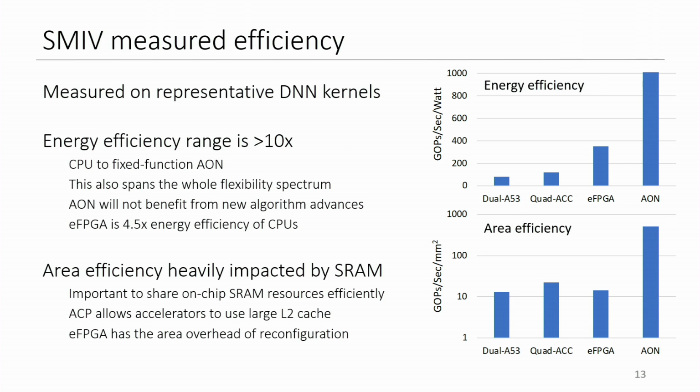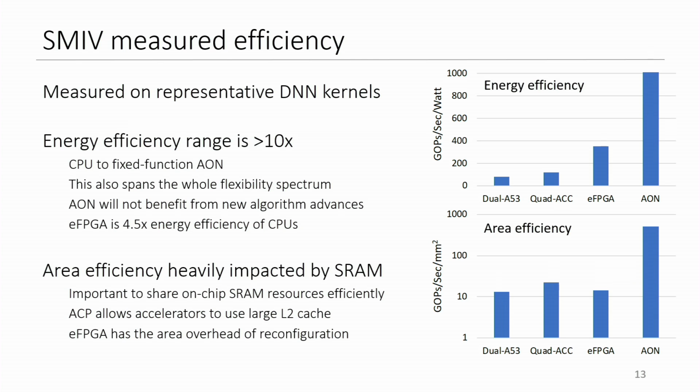So the fixed function always-on accelerator is very difficult to benefit from new algorithm advances in the field, although in some cases it may be, if it's possible to design better neural networks using less parameters, then that may be something we can still take advantage of.